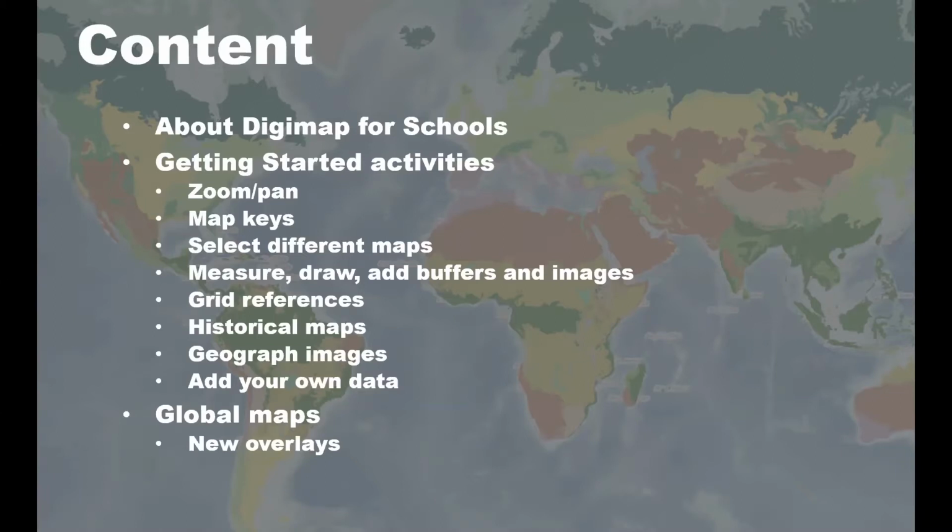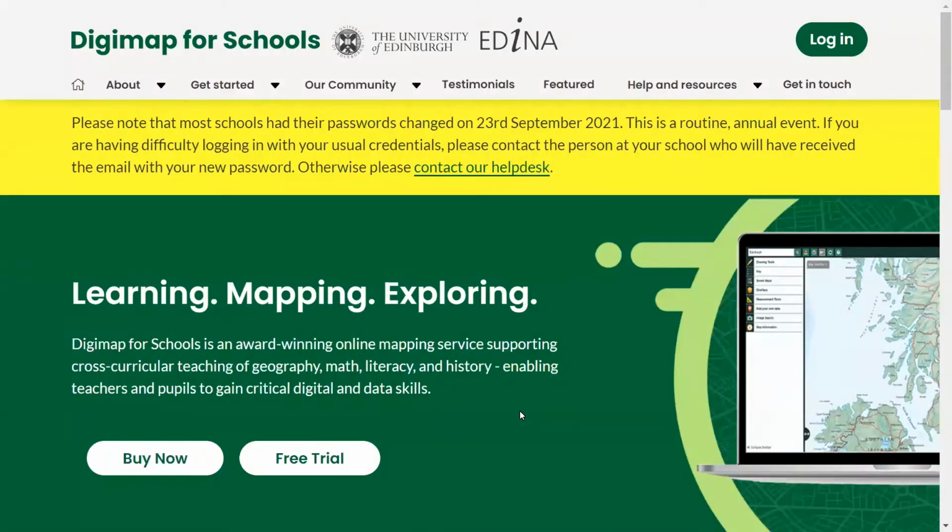I will base the Getting Started activities primarily around Great Britain, looking at schools and different examples of activities that you can do there. And then we will look at our global maps and look at the types of things that you can cover with those. And we'll show you the new overlays, which we've just launched in the last month. So I'm going to flip over to my browser now and have a look at the service.